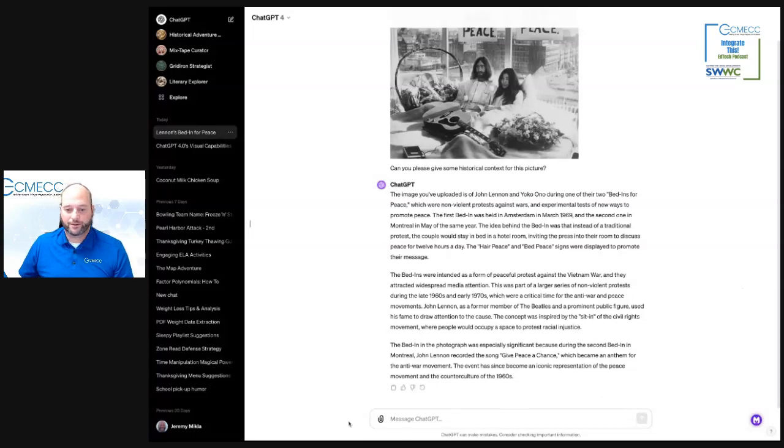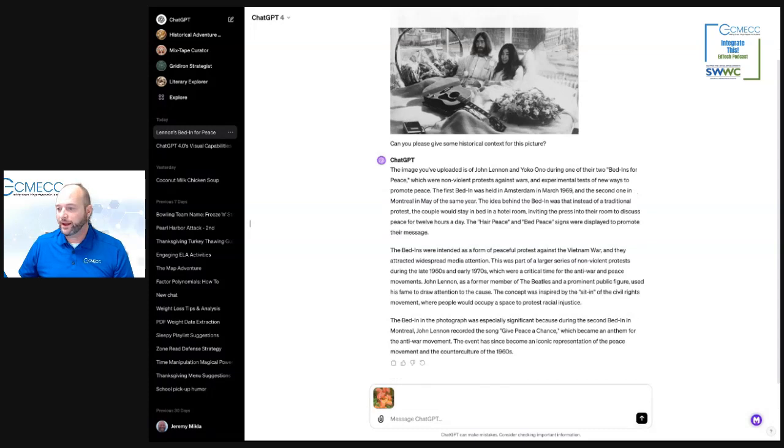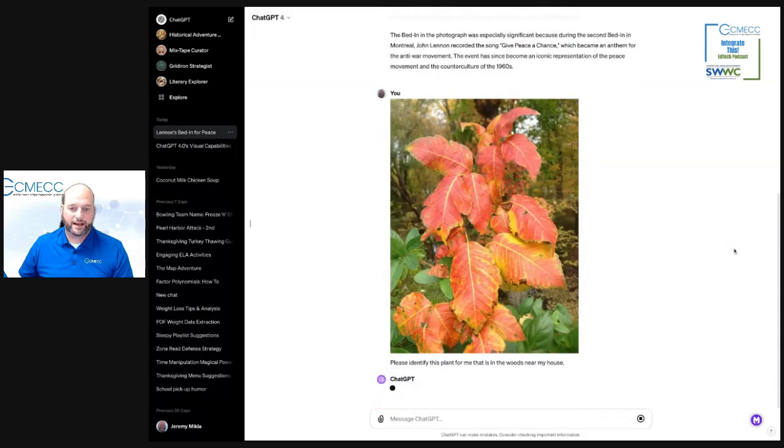Let's switch to maybe like we're a science class, a biology class of some sort. And we have this plant here that we would like some help identifying. So, I'm going to give it this prompt that I have, asking it to tell me what this is. I found it in the woods near my house. And so again, it takes a look, studies the picture, and it's going to give us its response.